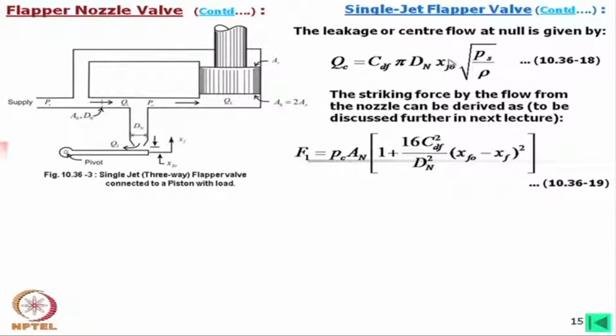Obviously, in the case of a flapper nozzle there will be leakage, because we should not say the valve is critically centered. These two nozzles by no means will sit on this flapper, because there will be some gap. This means that there will be leakage. So, knowing this central flow is important for this flapper valve. Now, the striking force by the flow from the nozzle can be derived in this form. We shall also discuss it in the next lecture.